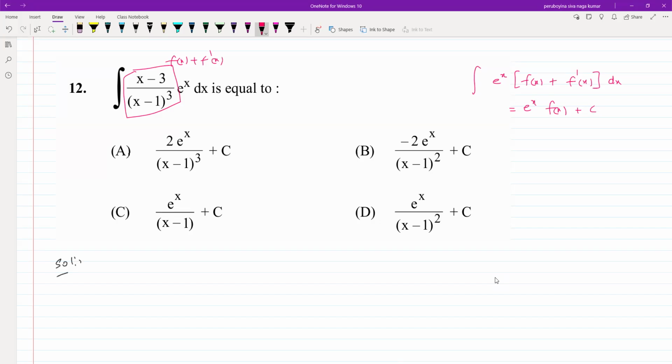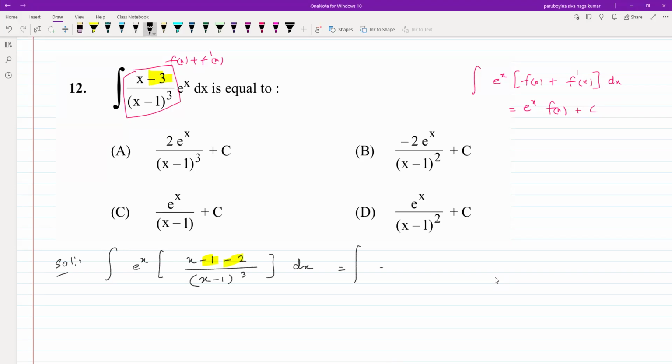So if you succeed in expressing this function x minus 3 by x minus 1 whole cube this way, automatically the answer is e power x into f of x. Problem completed. So let's try for that. So e power x of, what I am doing is x minus 3 I am expressing as x minus 1 minus 2 divided by x minus 1 whole cube dx. So minus 3, I wrote as minus 1 and minus 2.